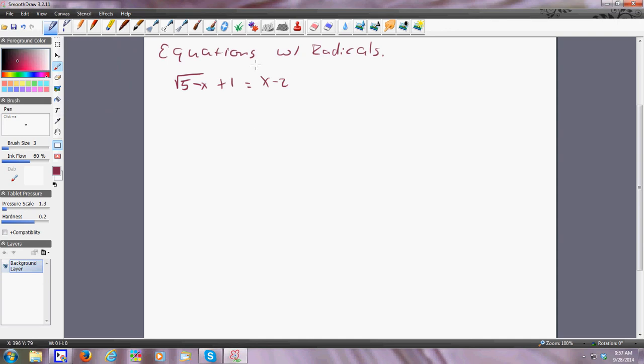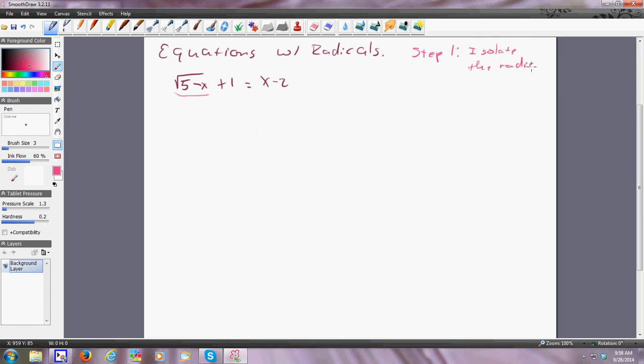Alright, so we're still working with equations, and now we're working with equations with radicals. What I want you guys to notice here is this. Here's my radical, and you'll notice I still have something attached to my radical. So step number one when doing this is to isolate the radical.